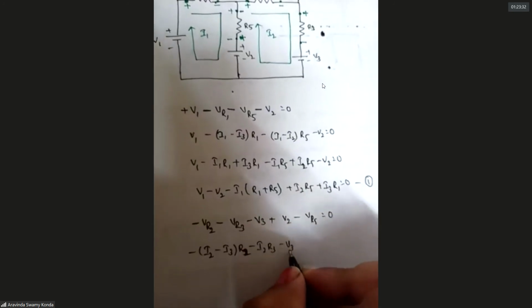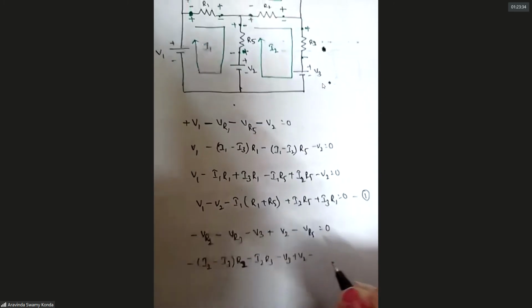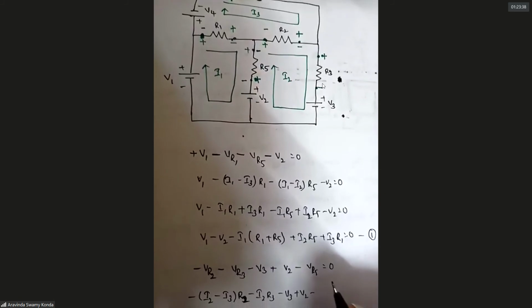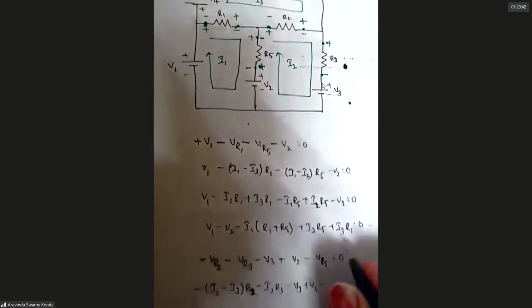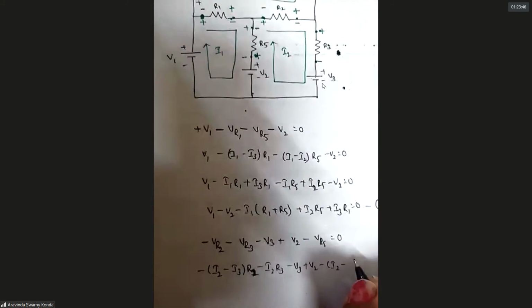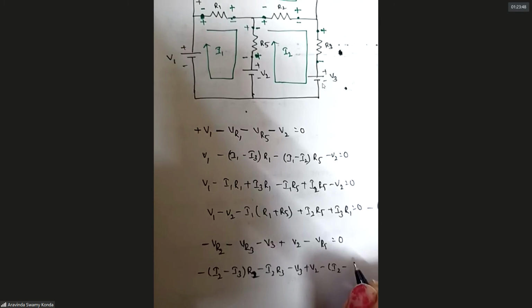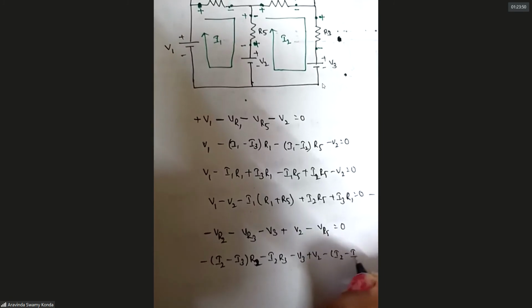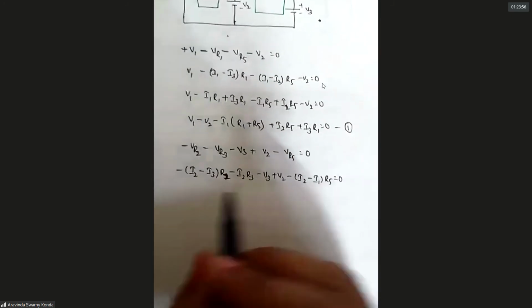So minus V3 plus V2. R5 is the combination element of which meshes? One and two, sir. I2 minus I1, tell me. I2 minus I1, sir, into R5 equal to 0. So you can write now.